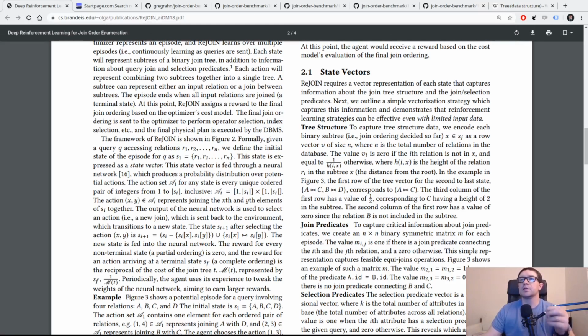So it says, in this example, in figure 3, the first row of the tree vector for the second to last state, A intersects C and B intersect D, corresponds to A intersects C. The third column of the first row is a value of 1/2, corresponding to C having a height of 2 in the subtree. The second column of the first row has a value of 0 since the relation B is not included in the subtree.